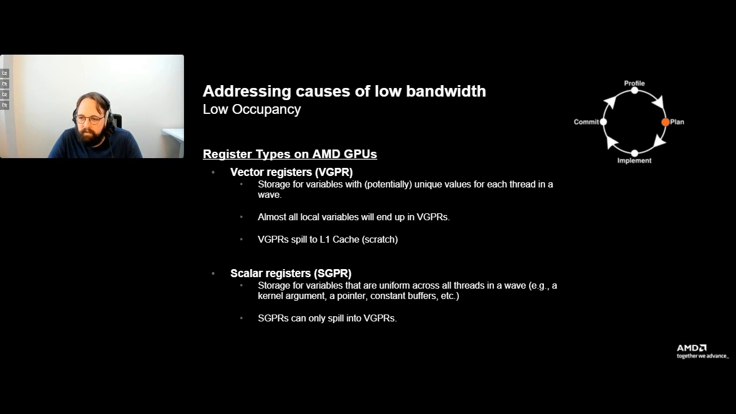Okay. Most often, you'll see those things end up in vector registers. Like I said before, vector registers are going to spill to that L1 cache, which is also called scratch. Scalar registers is storage for things that are uniform across all the threads in a wavefront. So usually when we talk about scalar registers, we measure them in terms of scalar registers per wavefront. These could be things like the kernel arguments, pointers, anything in constant memory, things like that. And as I said before, SGPRs, so the scalar registers, will only spill to vector.